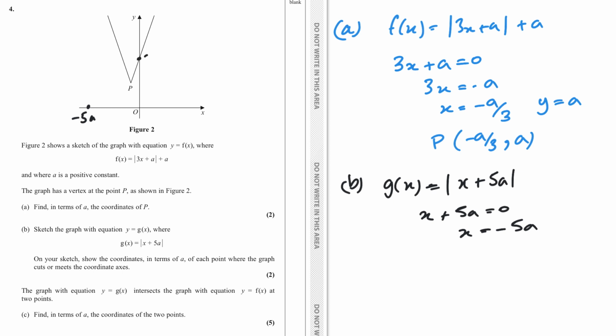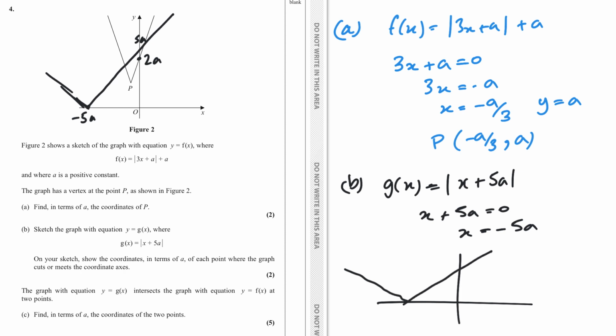So I know that this other graph is going to cross at 2a, it's going to cross somewhere up there, and this one is going to cross at 5a. So that's what I'm looking at. So when I think of my sketch, it's going to look something like that. This is going to be negative 5a, and this is going to cross at 5a. And I know this crosses at 5a because this is when x equals 0, and when x equals 0, g of x equals 5a.